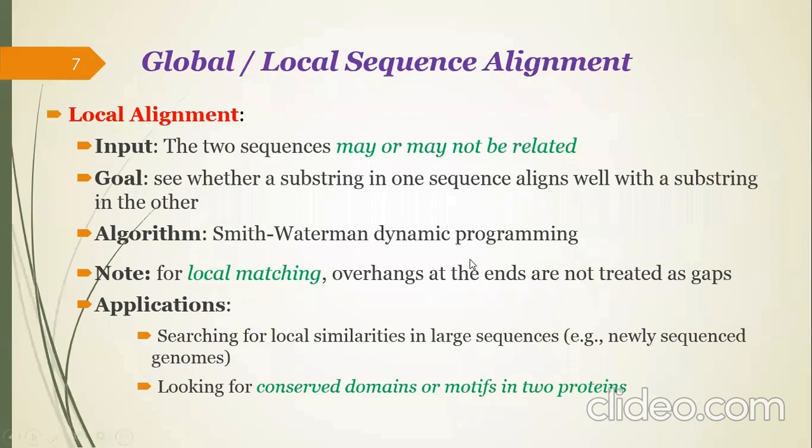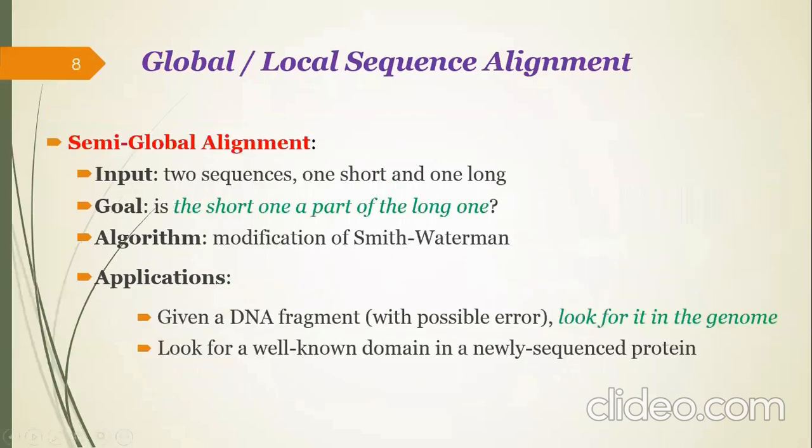And next is semi-global alignment. So two sequences, one short and one long. Is the short one a part of the longer one? So that is the goal. And for this, we will go for semi-global alignment. And this will be a modification of Smith and Waterman algorithm, given a DNA fragment with possible errors, look for it in the genome, and look for a well-known domain in a newly sequenced protein.